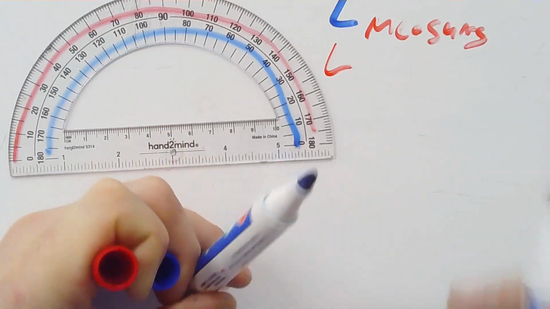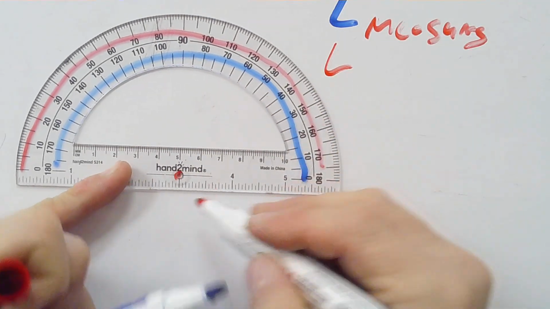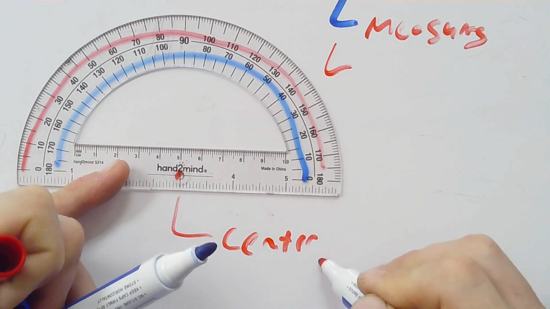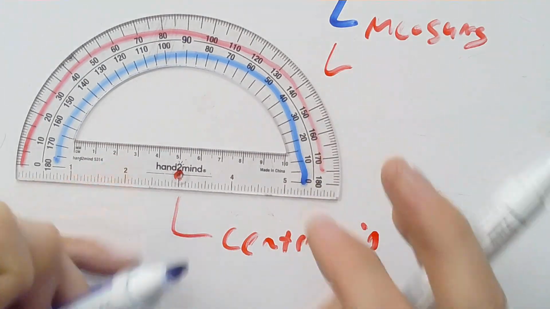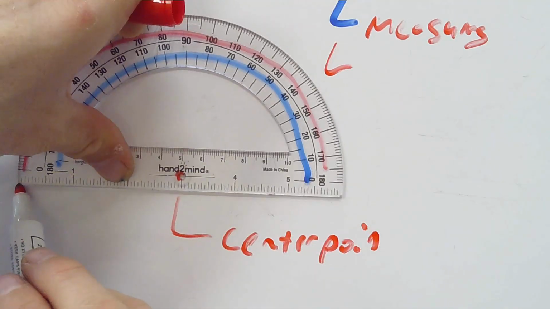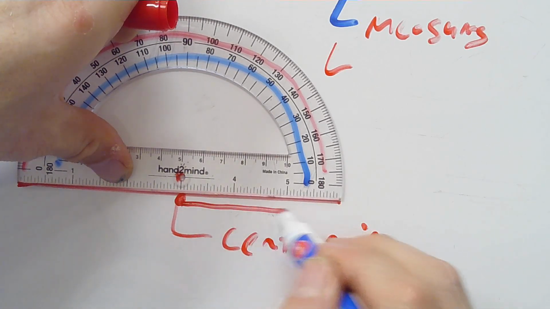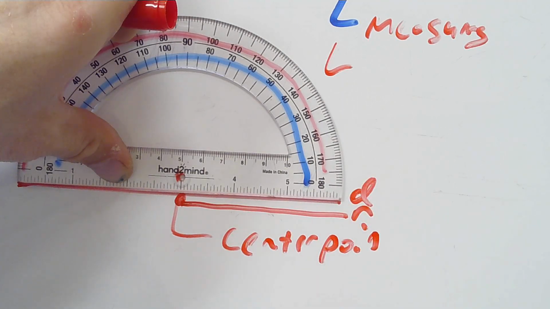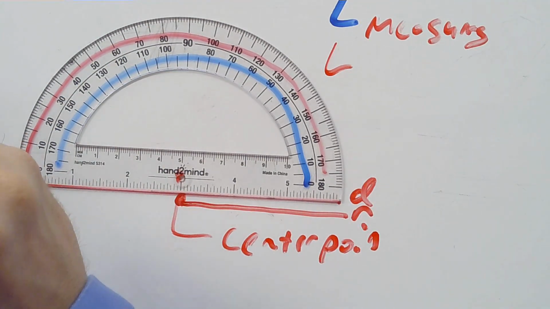From the center point, which is right there, this is the center point, or the vertex of any angle, that is where you would start. From here to here is the diameter, right? So from here to here is the radius. The diameter is the long line, the radius is the short line, and we've talked about that in a previous video.